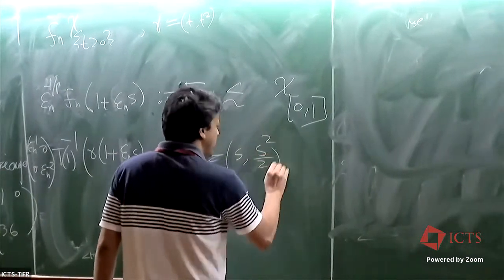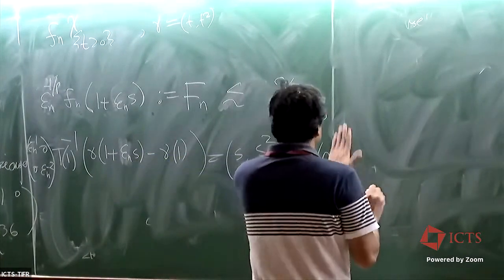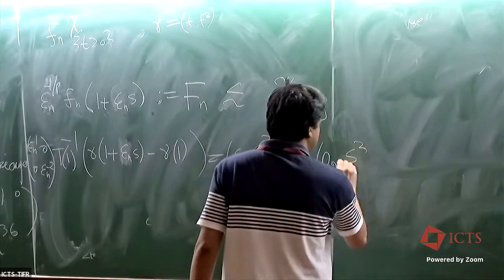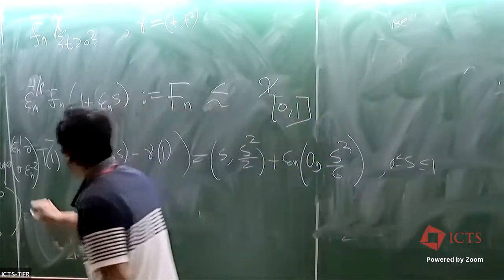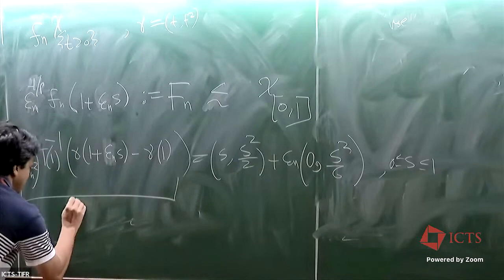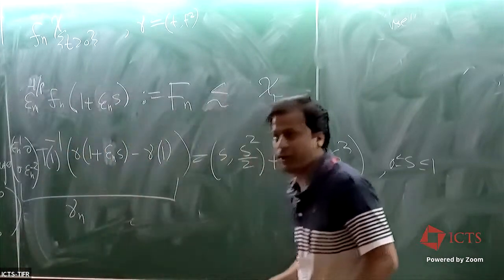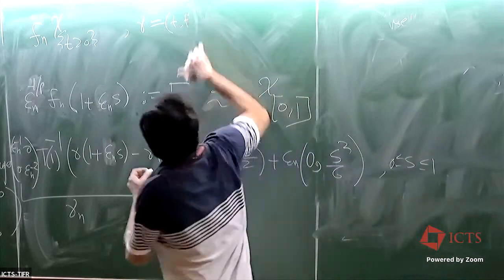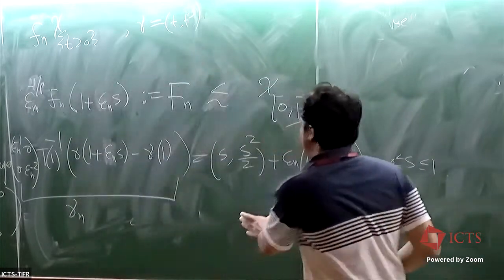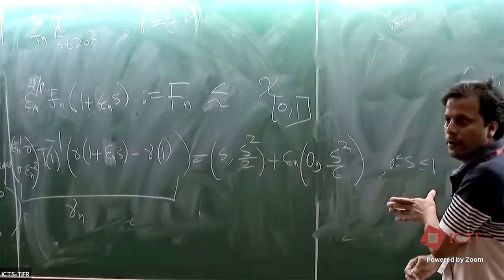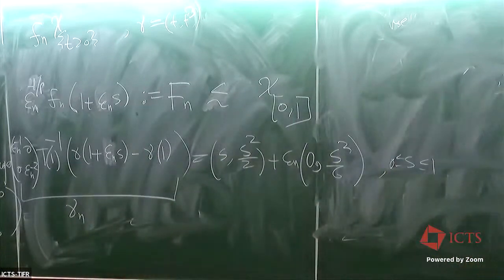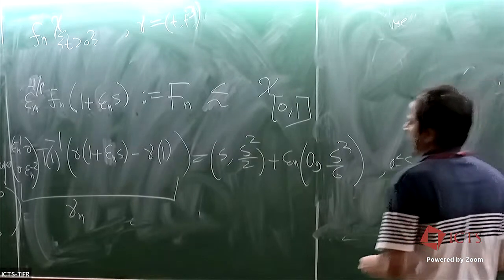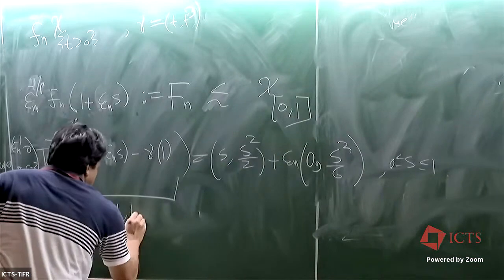What we get is the following: s, s squared over 2, plus epsilon n times 0, s cubed over 6. Remember, s is now from 0 to 1. What this means is that this sequence of polynomials, which I call gamma n, each of degree 3, converges to the parabola as n goes to infinity. It turns out that this is helpful for us because Fourier extension is continuous with respect to polynomials. So gamma n converges to the parabola t squared over 2.